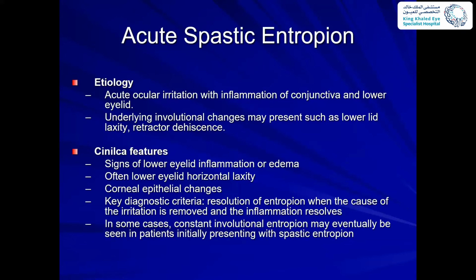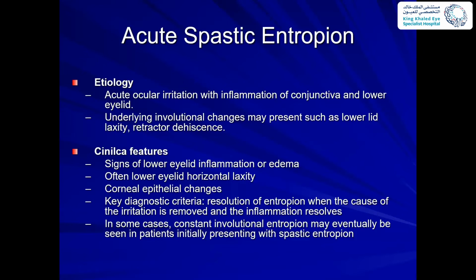Regarding acute spastic entropion, it's related to ocular irritation and inflammation of the conjunctiva and lower eyelid, and it's really important to identify the cause and treat it, after which the spastic entropion will improve. What clinical features do you see in these patients? You will see signs of lower eyelid inflammation or edema, and often there is lower eyelid horizontal laxity, along with corneal epithelial changes from the rubbing eyelashes.